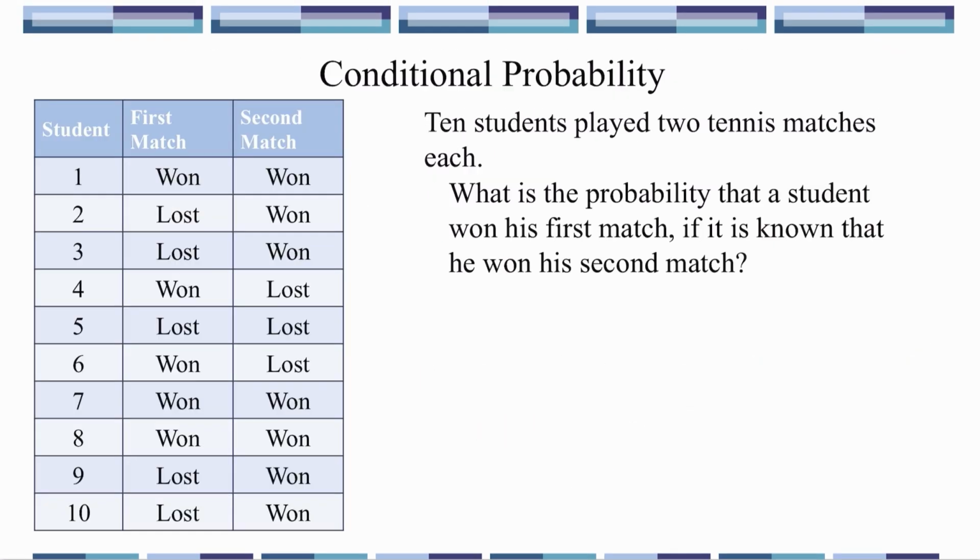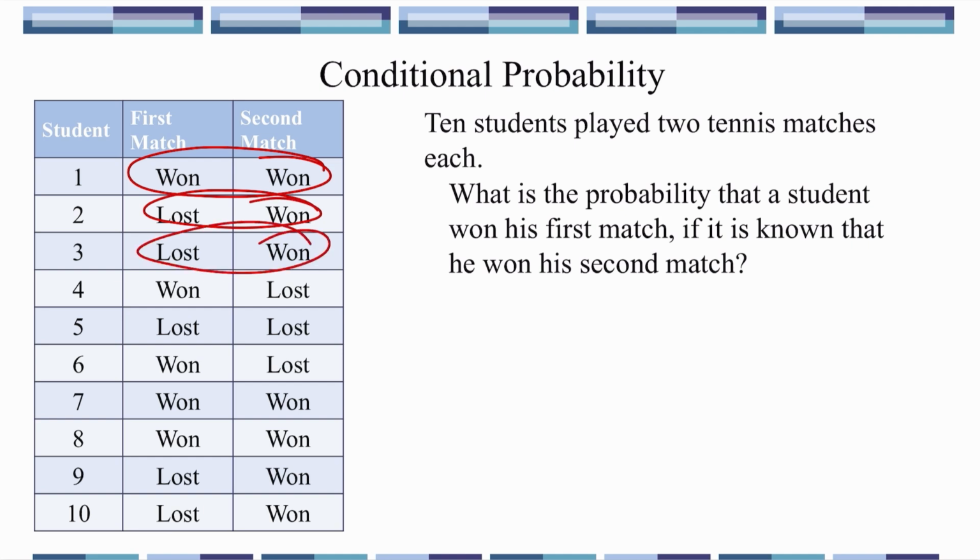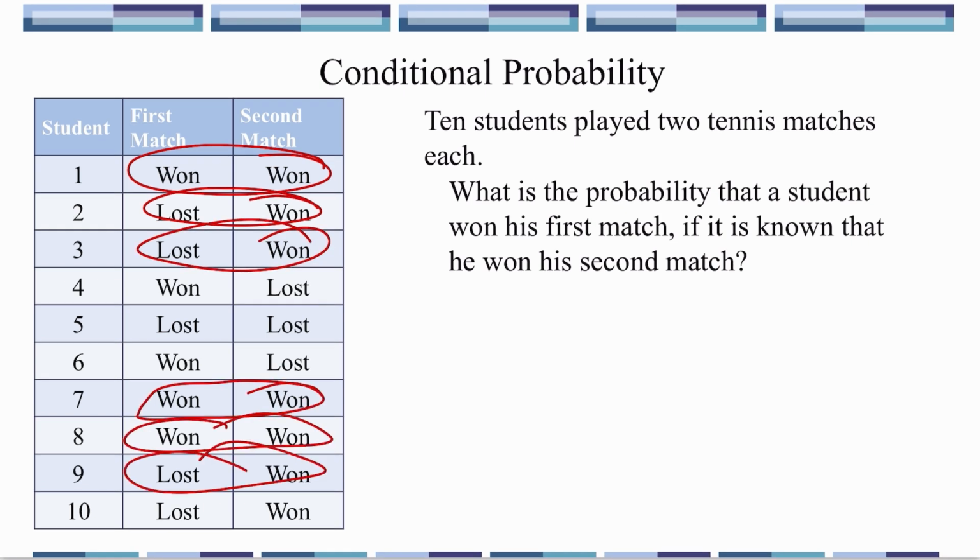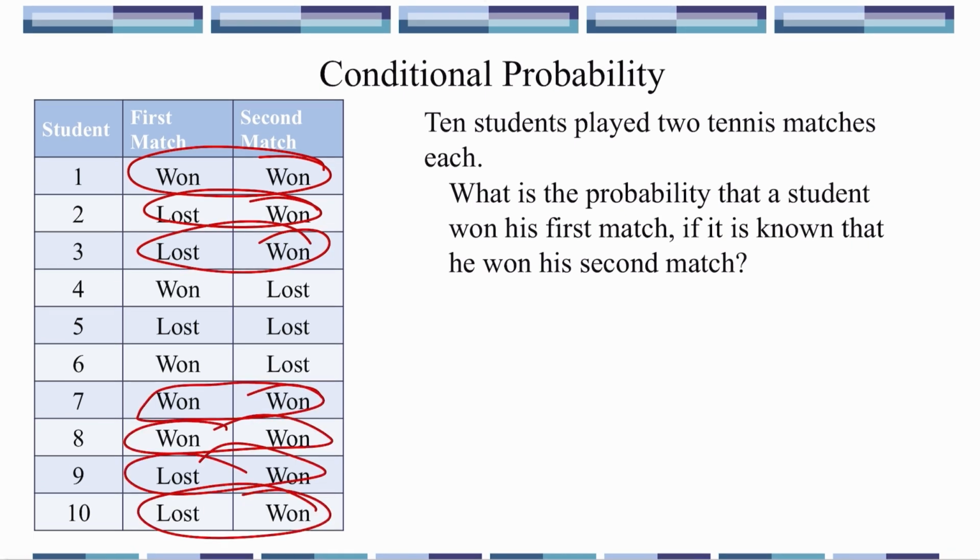All right, now we're going to talk about conditional probability. So let's say, back to our tennis situation, 10 students played 2 tennis matches each. What's the probability that a student won his first match if it is known that he won his second match? So I'm going to circle all the situations where the player won their second match. Student number 1, student number 2, number 3, and then 7, 8, 9, 10. So there are only 1, 2, 3, 4, 5, 6, 7 students who won their second match.